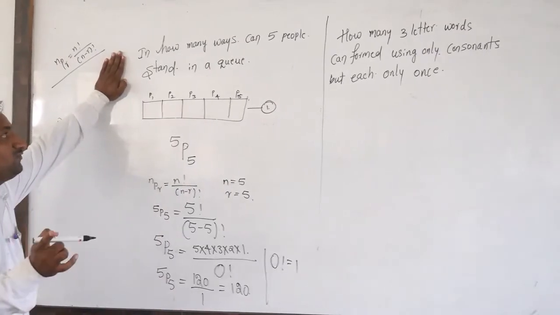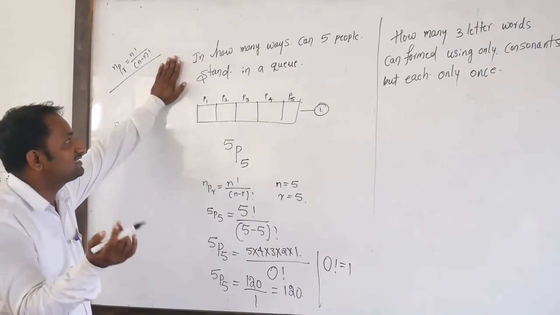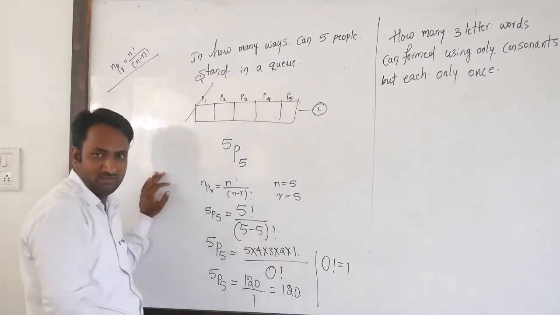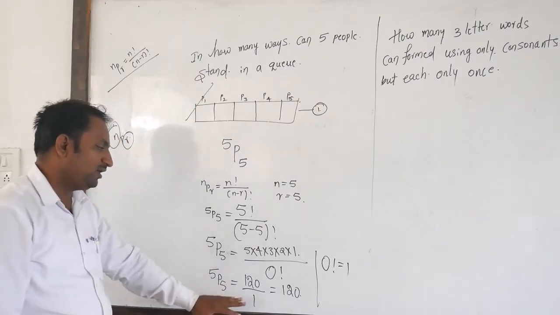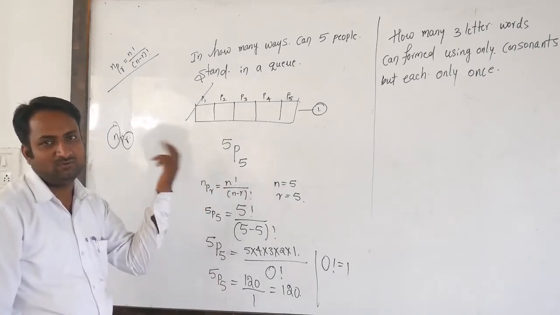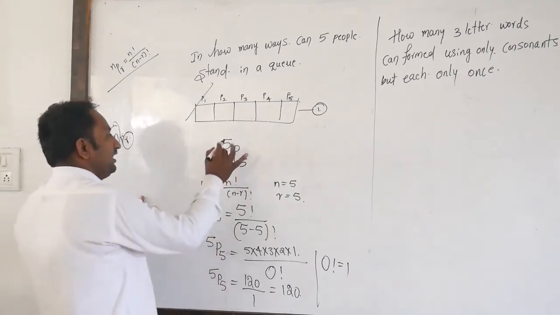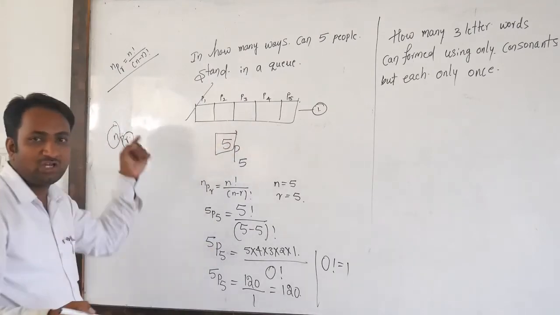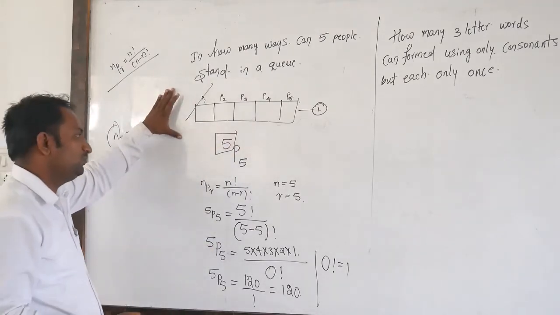Here, how many ways can 5 people stand in a queue? This is one type of arrangement. We can make 120 types of arrangement. There are a total of 5 people available, and all 5 are involved in making one queue.